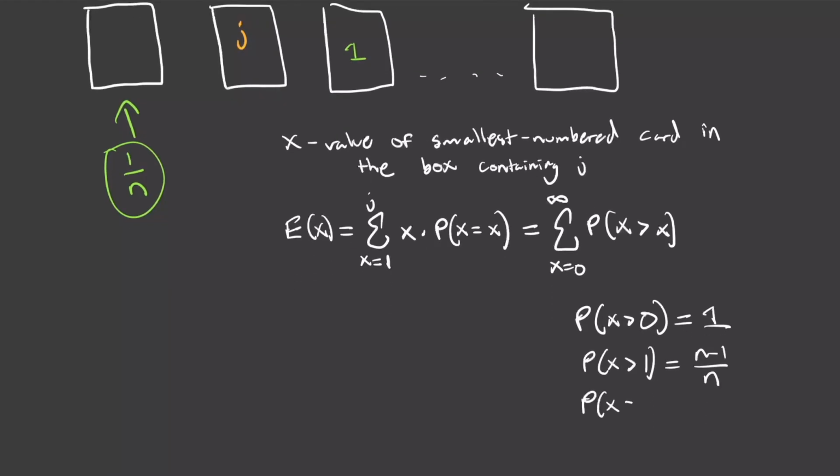What's the probability that x is greater than 2? Well, that's just the probability that both 2 and 1 are not in the box containing j, right? So it's just going to be (n minus 1)/n times (n minus 1)/n, so (n minus 1)/n squared. And now you can see the pattern, right?